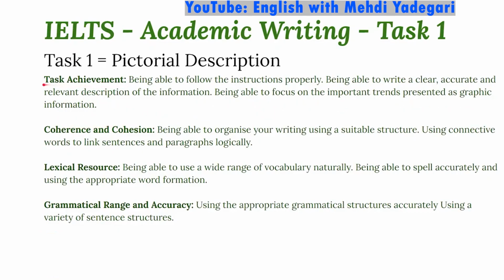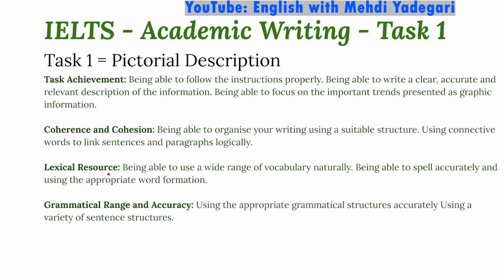So basically is you taking care of what the task wants you to do, and basically, kind of acing at that determines your task achievement score, which is from 0 to 9. Coherence and cohesion is basically the connectivity of your sentences, how you connect your sentences. Here it says being able to organize your writing using a suitable structure, using connective words to link sentences and paragraphs logically. And if you've seen, sometimes if there's a contrasting sentence, we use the word however. On the other hand, or if there's a similarity, we use similarly or likewise. These are the linking devices that you use in order to connect your sentences together.